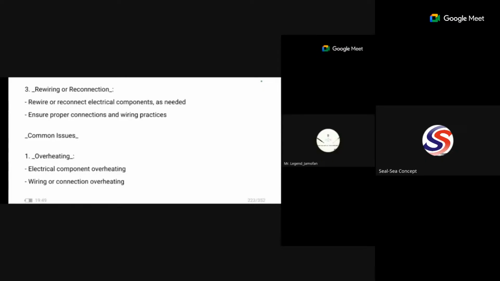Ensure proper connections and wiring practices. If the connection is not tight, sometimes you can have what we call partial contacts. Partial contact is when the conductor will make contact sometimes, and sometimes it will lose it. It will make, it will lose.